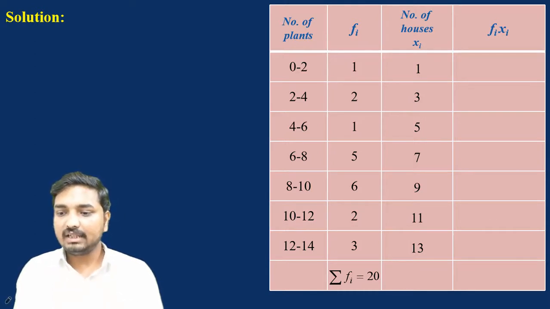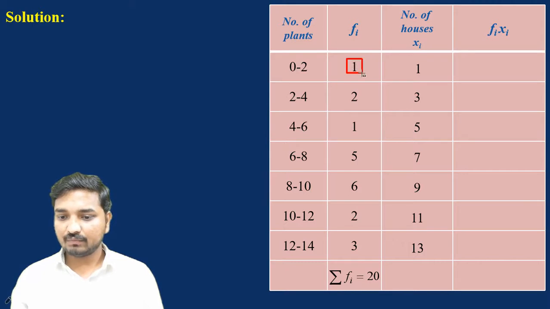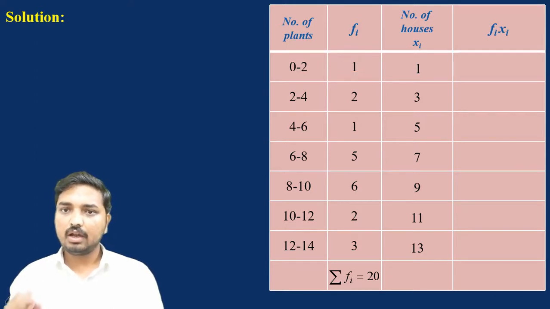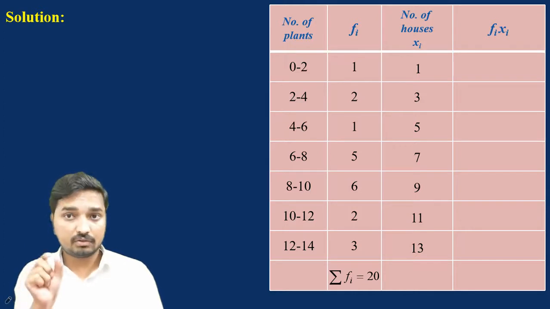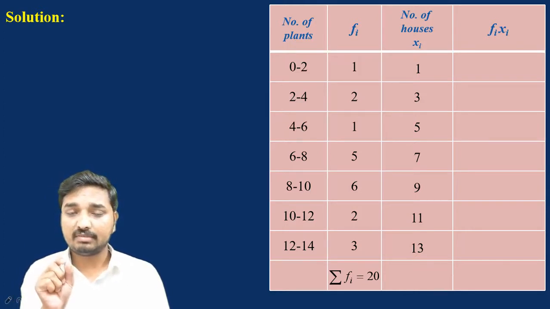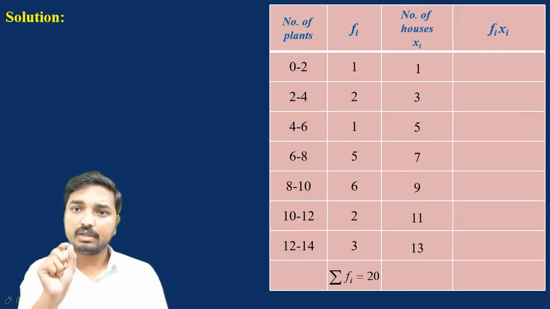So now the next thing is fi into xi. Here it is fi, and here it is xi, so you need to multiply these two. 1 into 1 is 1, 2 into 3 is 6, like that, similar to the discrete frequency distribution. Just multiply the frequency column and the xi column, that is the class mark. It's also called the mid value. Sometimes it's called the mid value, class mark, or just xi.